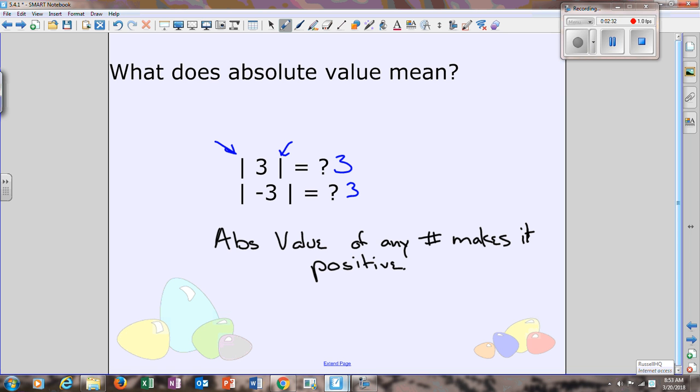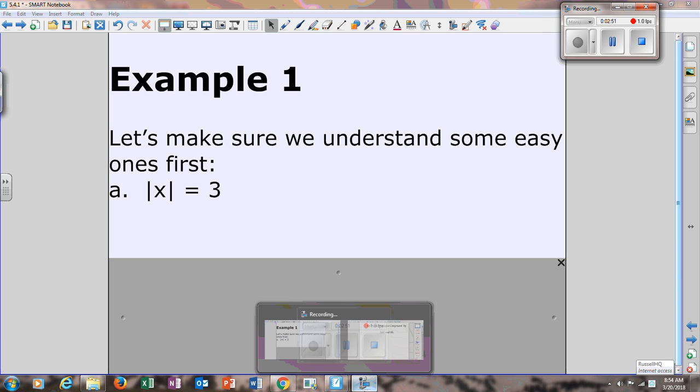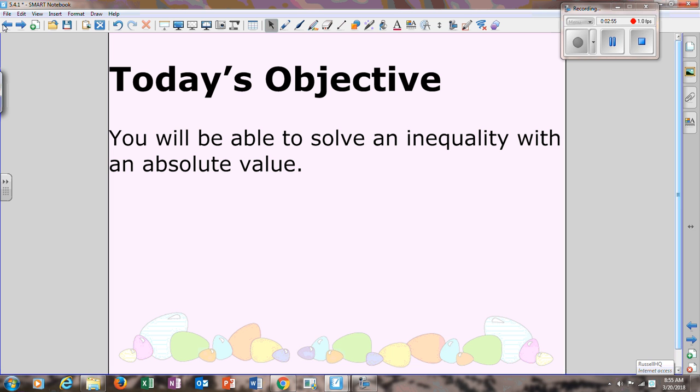Okay? This changes a little bit when we start putting variables in the mix. And I'm going to show you how in example 1. We're going to start example 1 off with what we've done already, just covering when there's a variable inside the absolute value. Before we do example 1 though, today's objective. Today's objective is you will be able to solve an inequality with an absolute value.